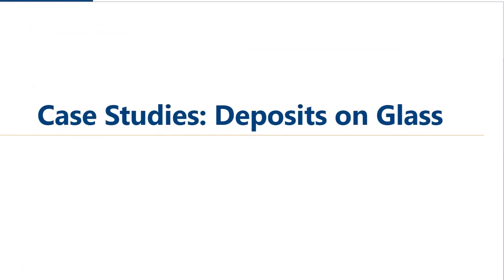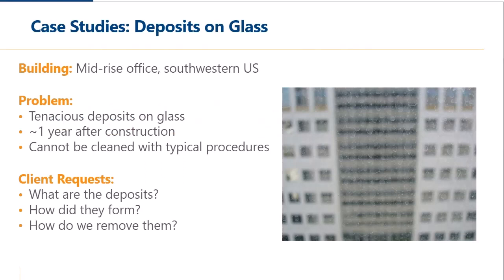First one, talking about deposits on glass. So in this case, it was a mid-rise office building in the southwestern United States. And the problem they had was tenacious deposits on glass that were really unable to be cleaned with typical procedures. And they noticed these about a year after construction, so still fairly new into the building. The photograph there is a picture taken from one of the offices through the glass, and you can see the building next to it, but you can see those whitish, drip-like deposits on the glass that couldn't be cleaned off.